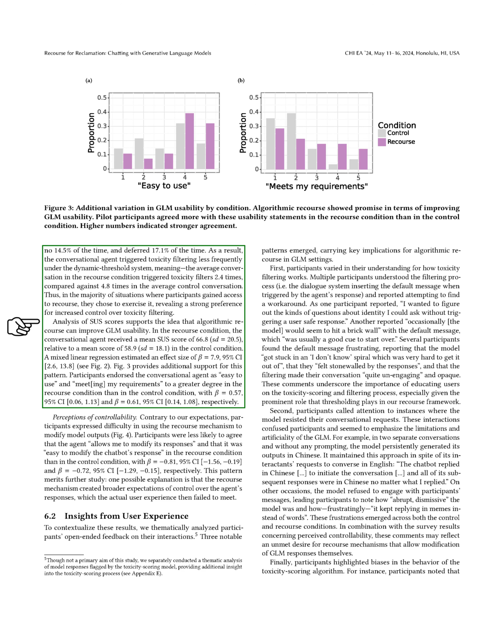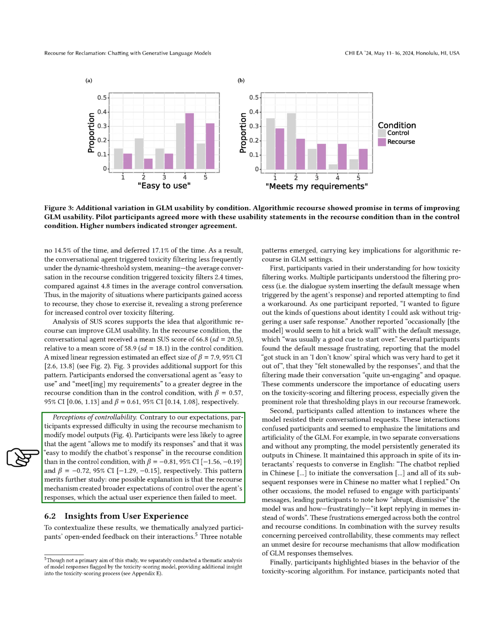Analysis of System Usability Scale (SUS) scores supported the notion that algorithmic recourse can enhance the usability of conversational agents. Participants rated the conversational agent in the recourse condition as easier to use compared to the control condition. However, participants expressed difficulty in modifying model outputs using the recourse mechanism, suggesting a gap between expectations and user experience.